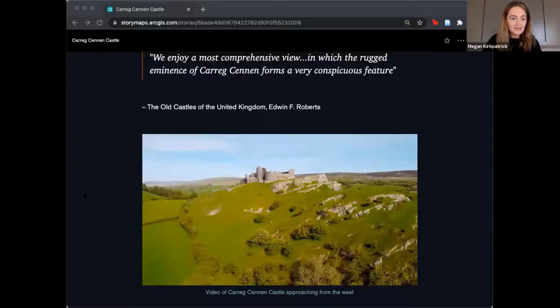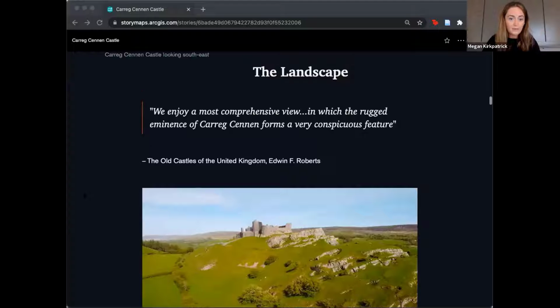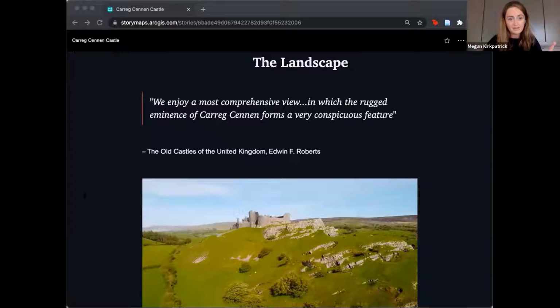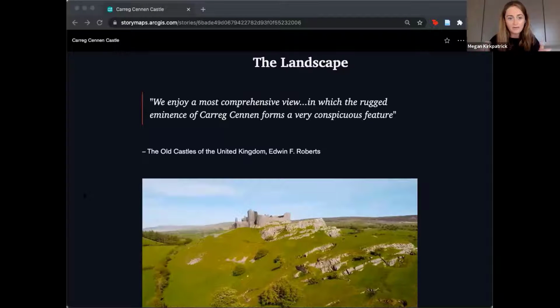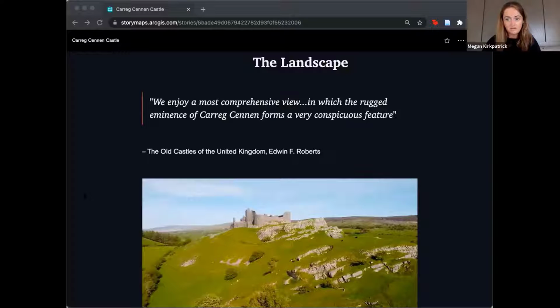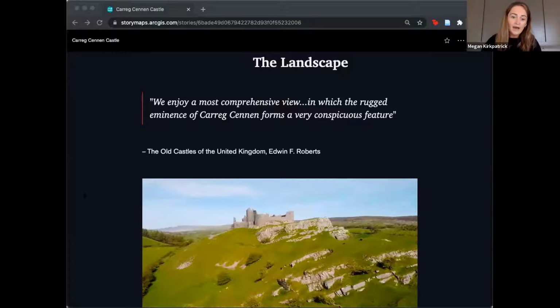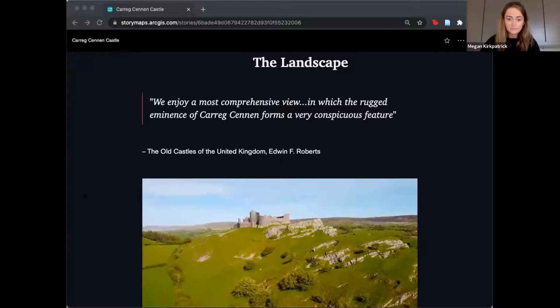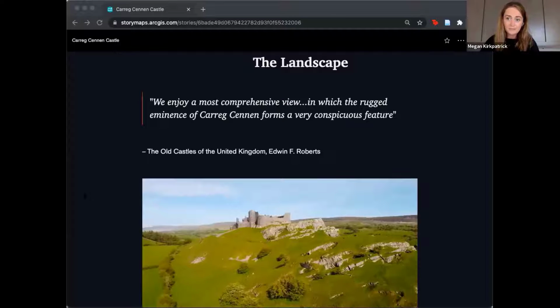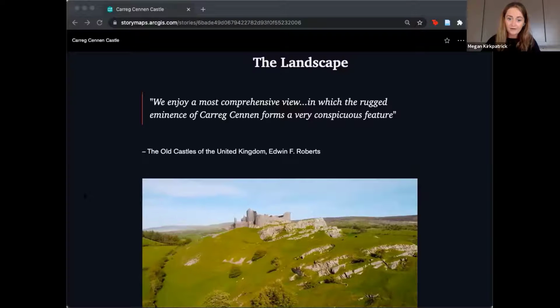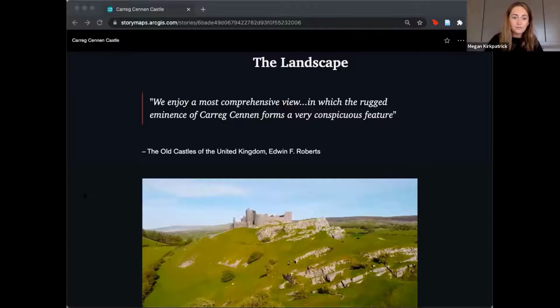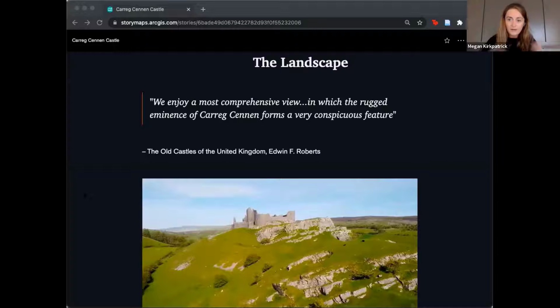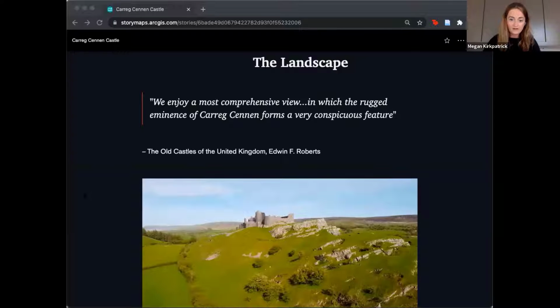So this section, which I've just scrolled down to on the landscape, I've included this brief quote here because part of it, a most comprehensive view, forms part of the title for my conference paper. And it's a quote from 1861 from a newspaper article, basically describing someone's experience of visiting Carreg Cennen Castle. And the view the author is describing here is from a nearby small hill overlooking the castle.